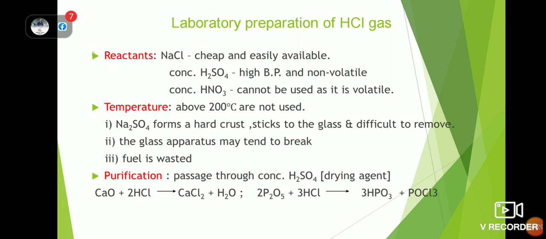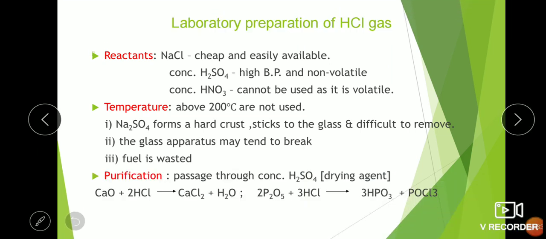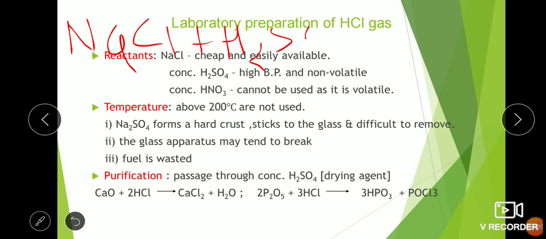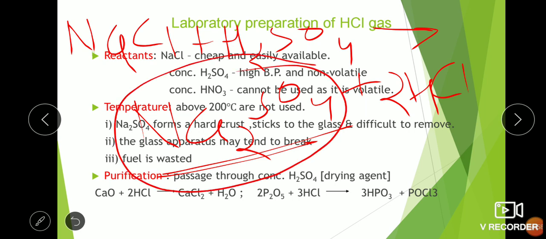Now why? Because when the reaction takes place, the reaction would be NaCl plus H2SO4 will give me Na2SO4 plus 2HCl. Now this compound which is formed, Na2SO4, forms a hard crust and sticks to the glass, and it is difficult to remove, and the further reaction may stop.